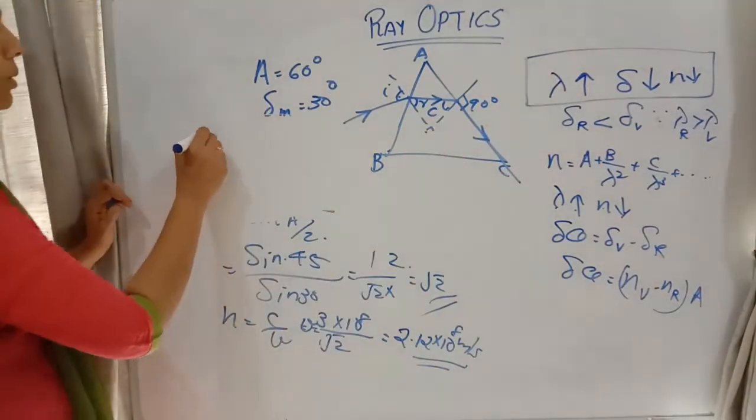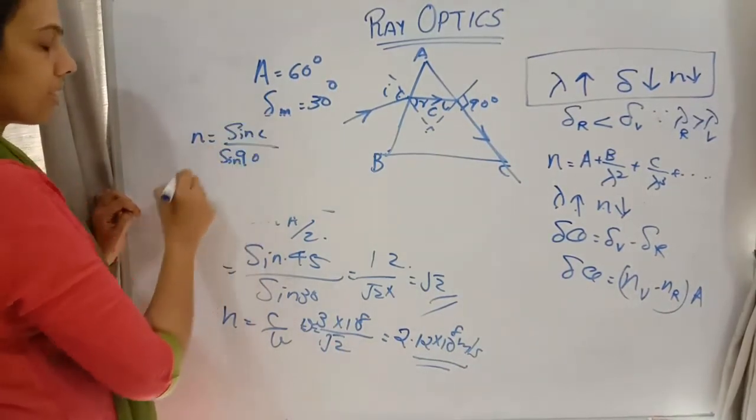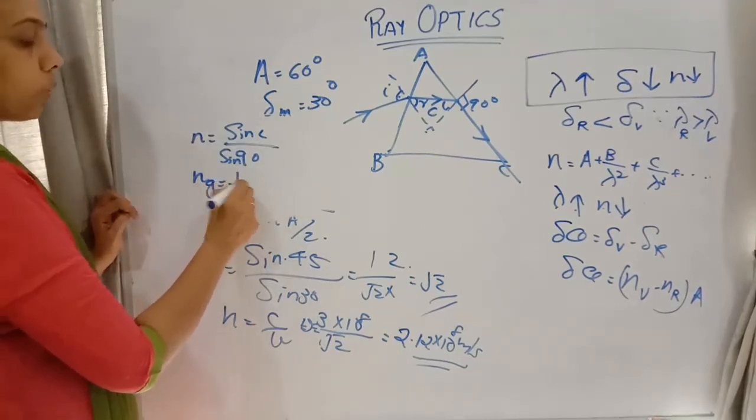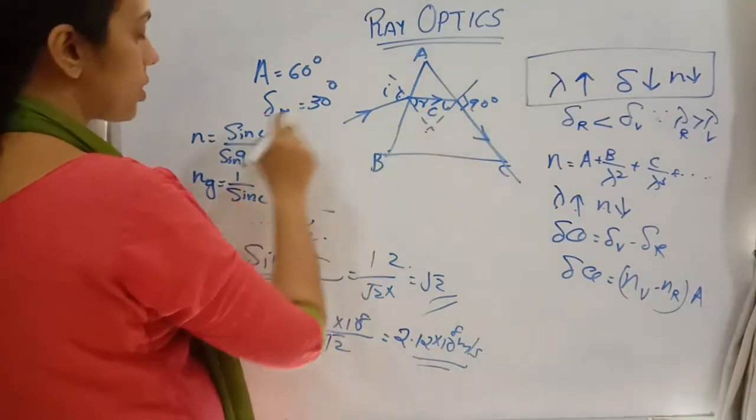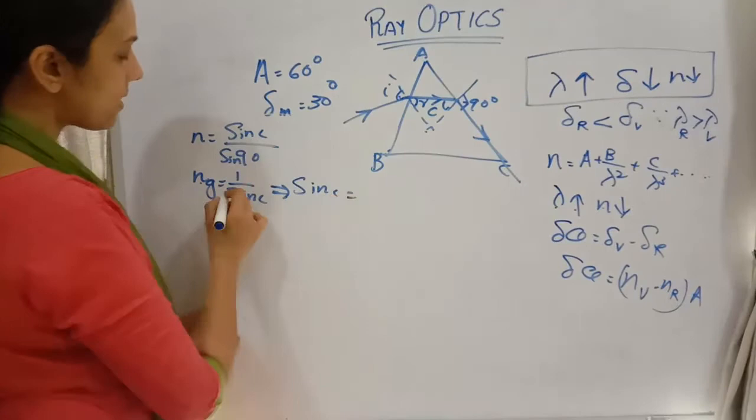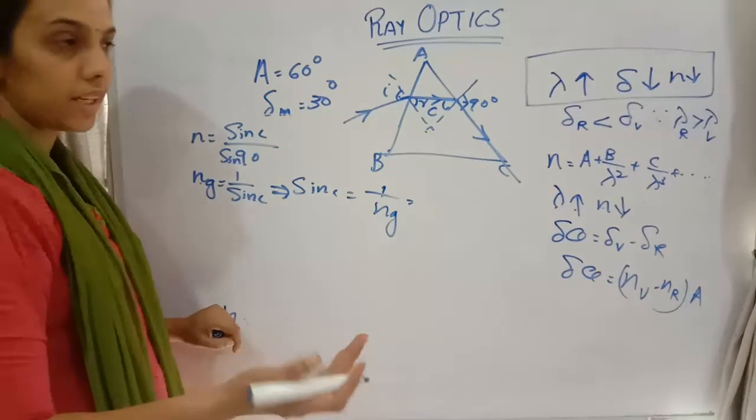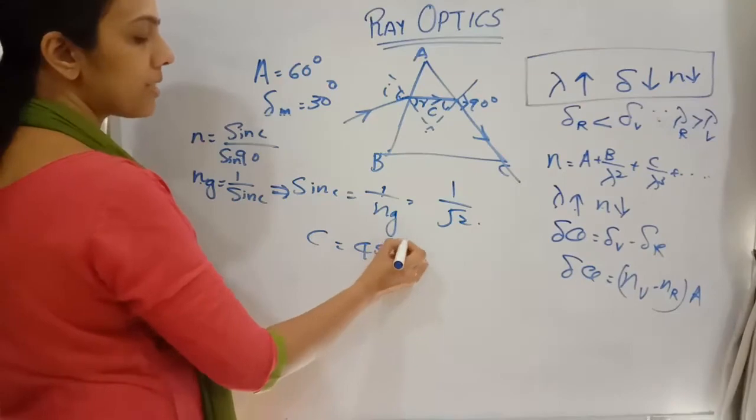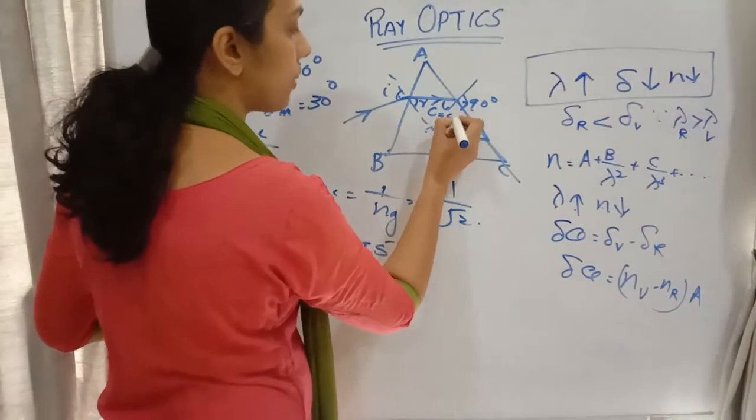Right, n is equal to sin c divided by sin 90. Sin 90 is 1. So the refractive index of the glass will be equal to 1 by sin c. That is how we take the refractive index of the second medium with respect to the first medium, sin i by sin r. So it is 1 by sin c, and sin c equals 1 by the refractive index of glass. The refractive index of glass we found as root 2, right? So 1 by root 2. Therefore what will be C? Sin C equals 1 by root 2, C equals 45 degree. So here we are getting it as 45 degree.